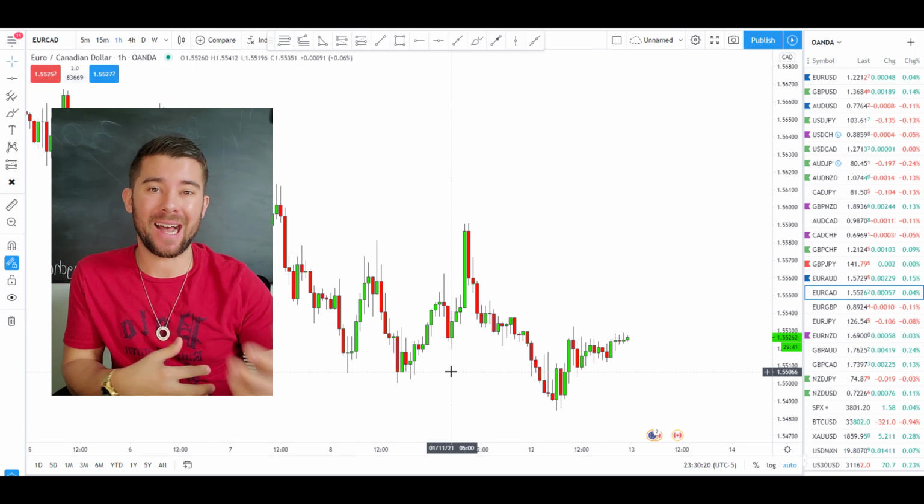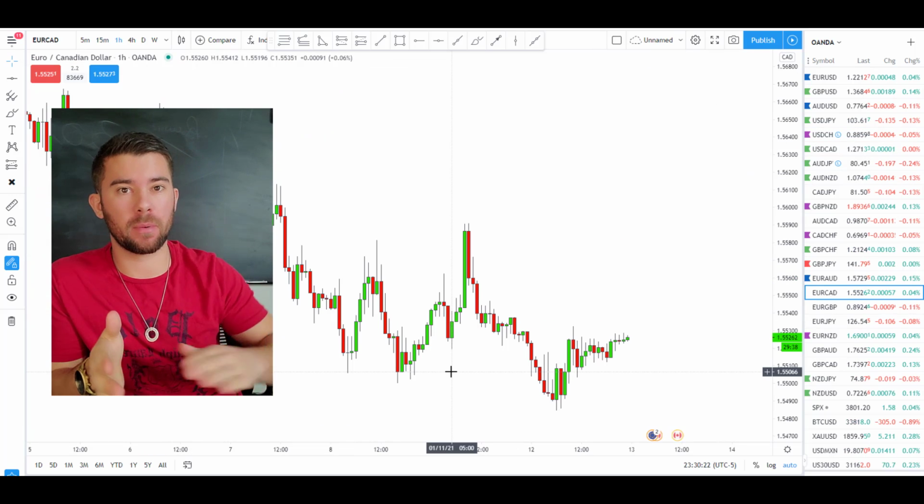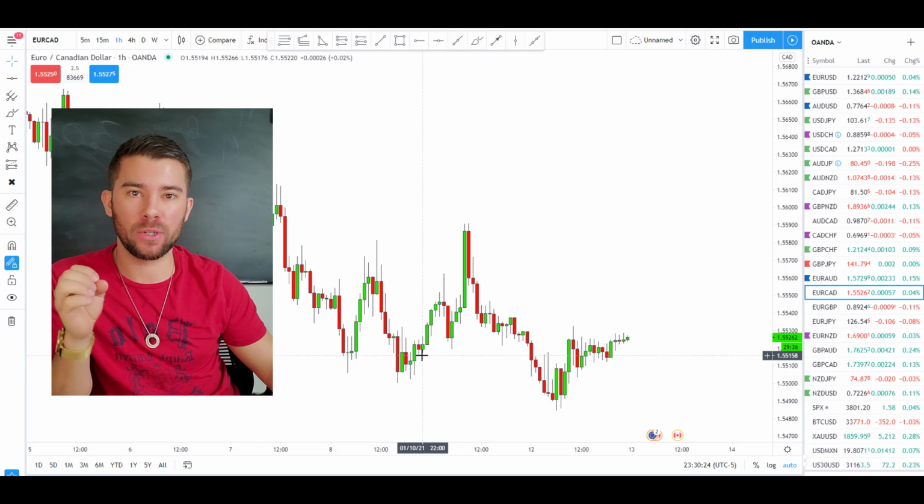The first way of finding high likelihood levels of support that are likely to provide a bounce that we're going to look at is counter trend support levels.